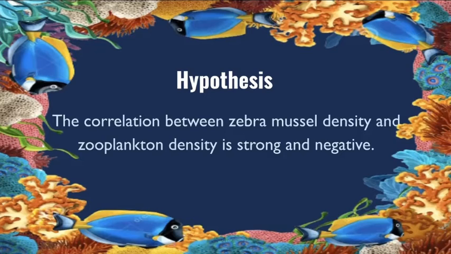As for our hypothesis, we hypothesized that the correlation between zebra mussel density and phytoplankton density is strong, linear, and negative.